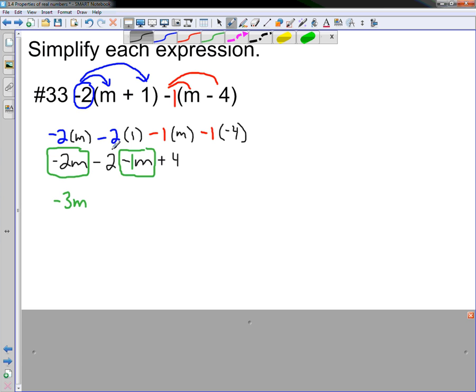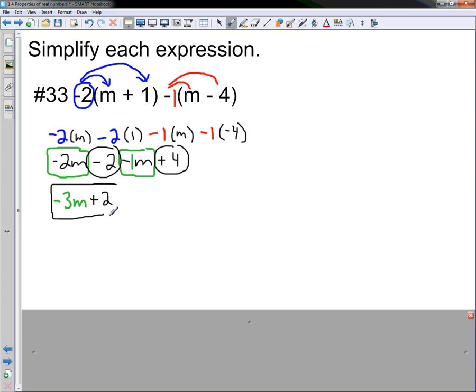I also have a negative 2 and a positive 4. Well, negative 2 and positive 4 are opposite sign, so we find the difference, and it's a positive because the 4 is further from 0. These are not like terms, so I'm done. Notice that I'm writing this in descending order. I'm starting with the variable to the highest power, which happens to be 1, working my way down.